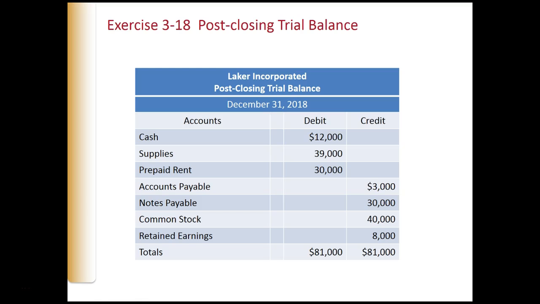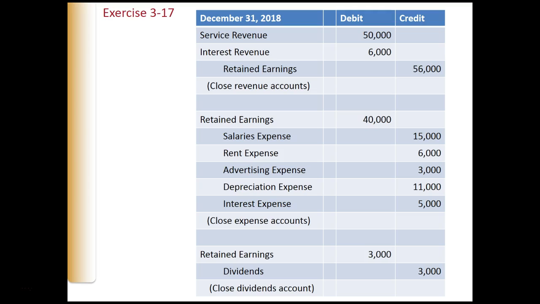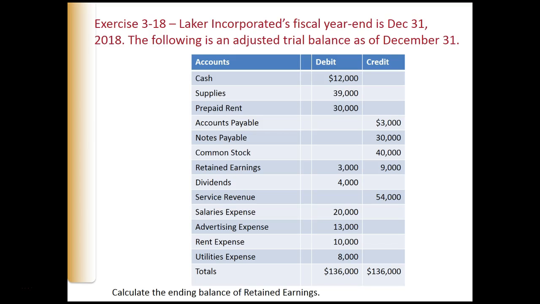Now it asks us to prepare a post-closing trial balance. One thing you'll be able to see from going back here is the permanent accounts: cash, supplies, prepaid rent, accounts payable, common stock, notes payable, retained earnings. These are all permanent accounts. Nothing has been changed with these accounts. The only account that was altered is retained earnings, because we flowed the temporary accounts into retained earnings.